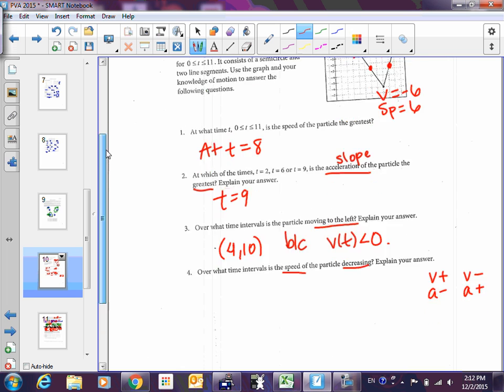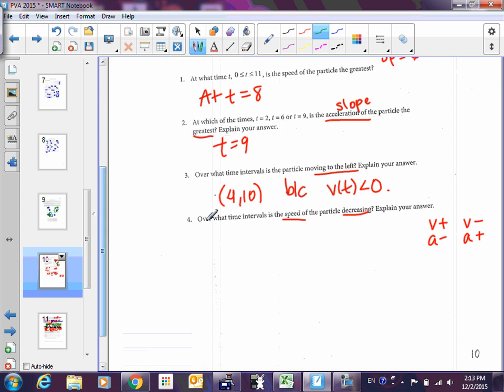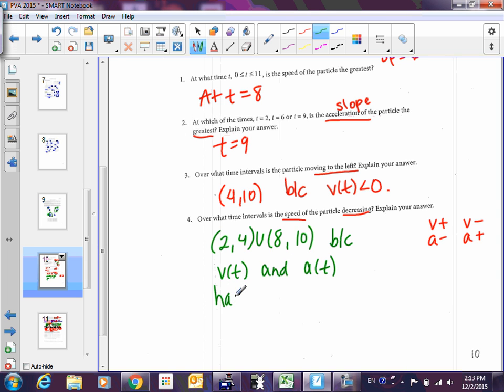So when we go to the picture, what we're looking for, and I'll just change colors here, is if velocity is positive and decreasing, or velocity is negative and increasing. Those are the two sections where the particle is slowing down. And the other ones would be speeding up. So we'll list that out as 2 to 4 and 8 to 10. And we've got to make sure we write a justification. So we'd say because v of t, and you could say v prime of t or a of t, have opposite signs.